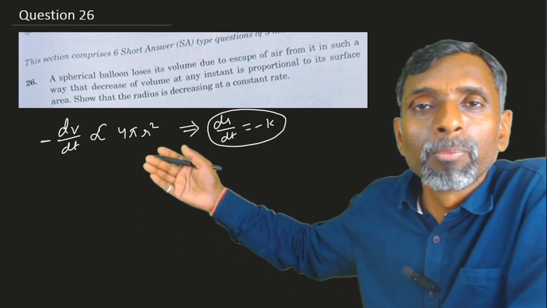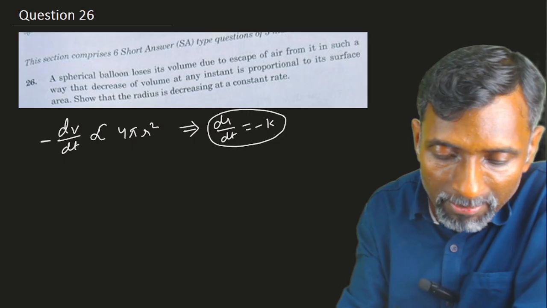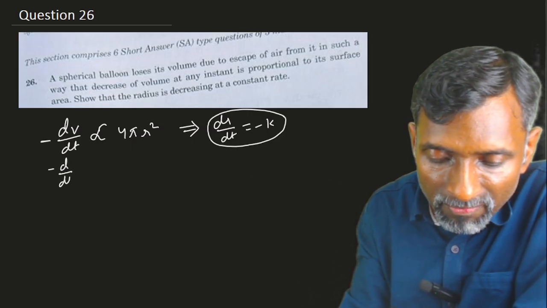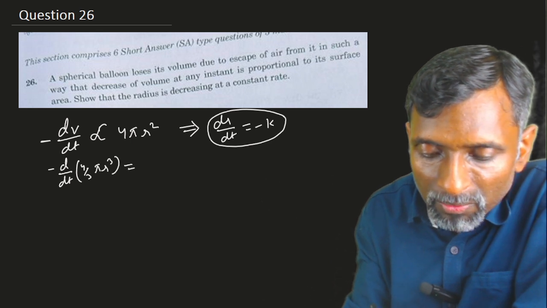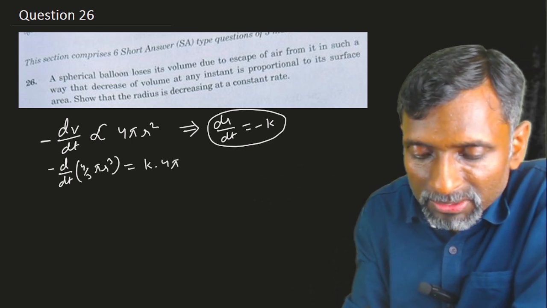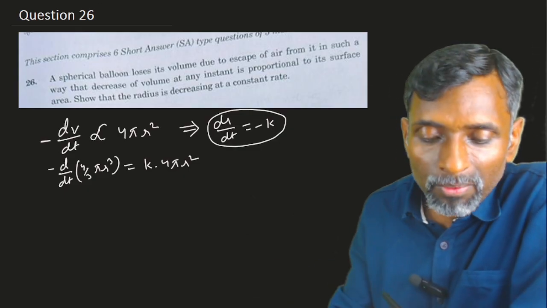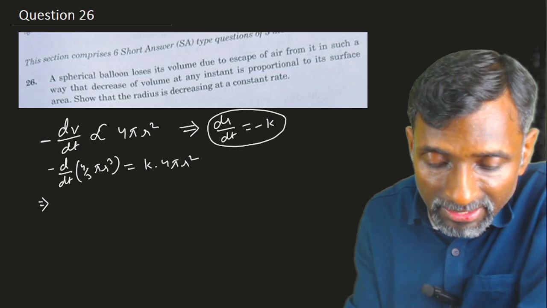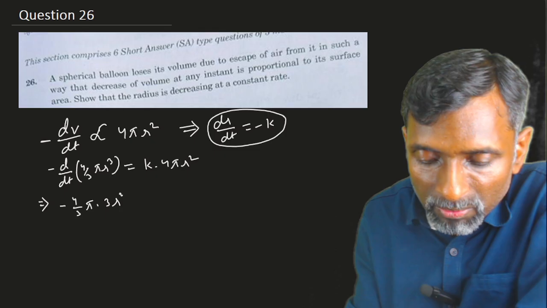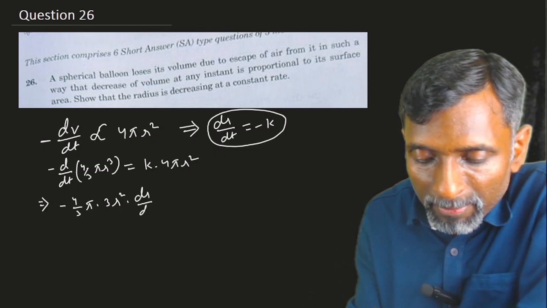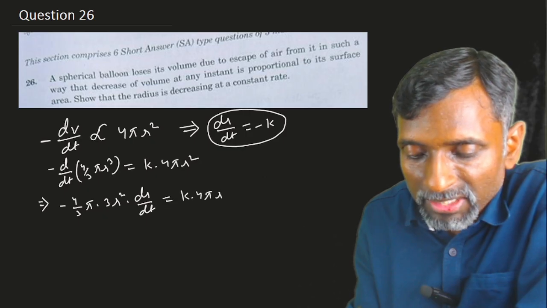First, we need to eliminate this proportionality symbol, so we take the proportionality constant. It can be written as minus d by dt of volume, which is 4 by 3 pi r cube, is equal to k multiply 4 pi r square. Why have we taken k? Because k is the proportionality constant. We need to convert into the equation. Now if we differentiate it, it is minus 4 by 3 pi, which is constant, into 3 r square multiplied by dr by dt, because ultimately we have to find dr by dt. So it is k multiply 4 pi r square.